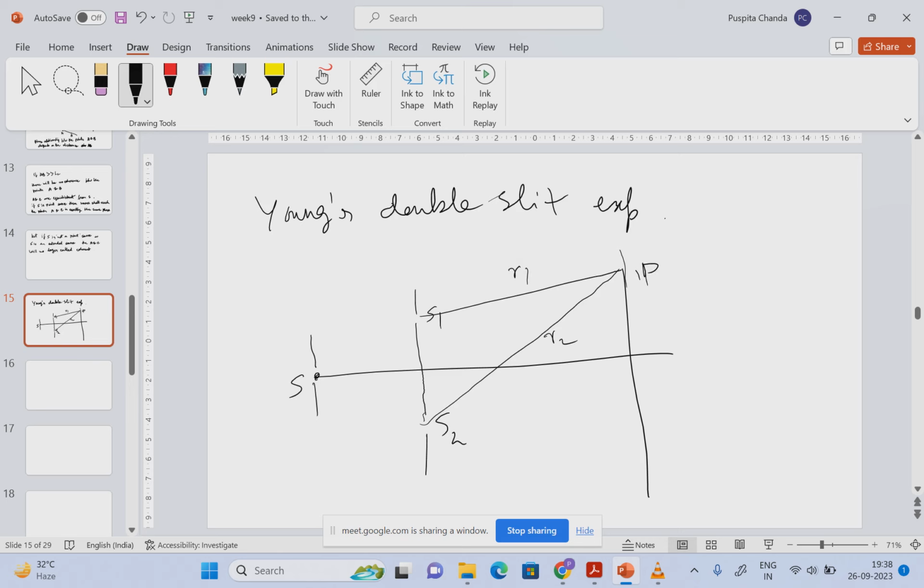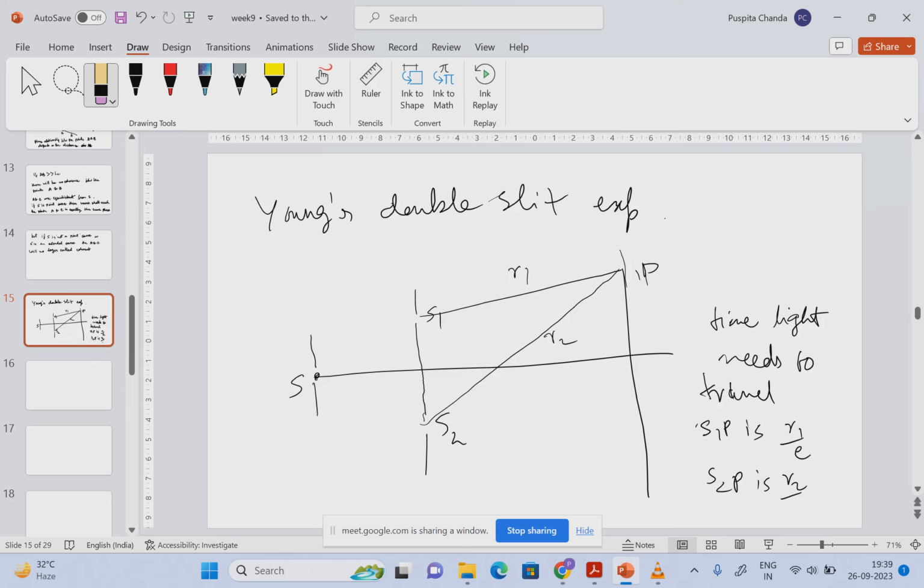So the time light needs to travel S1P is R1 by c and S2P is R2 by c.